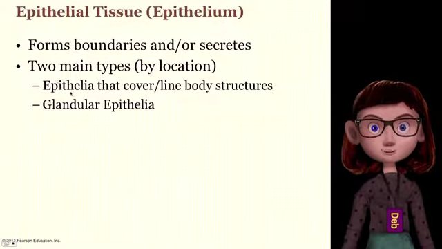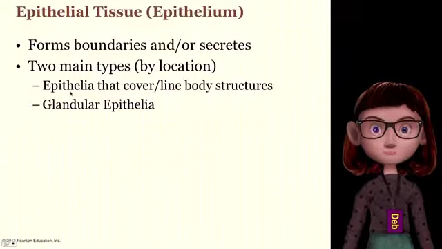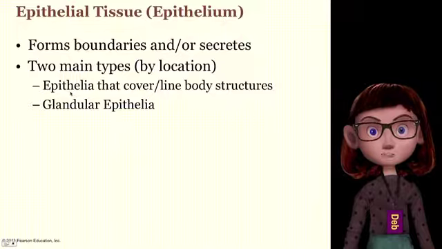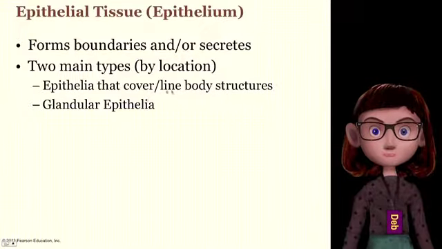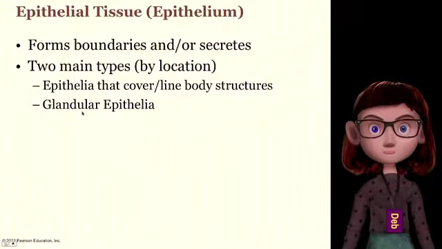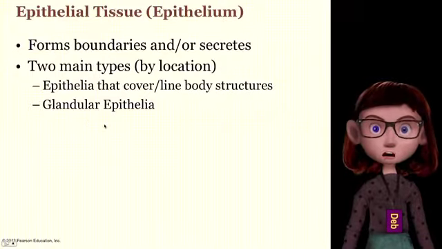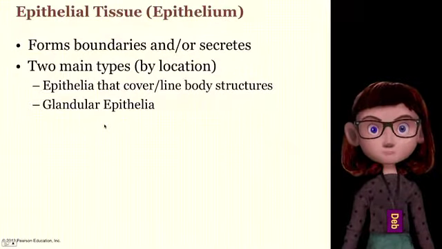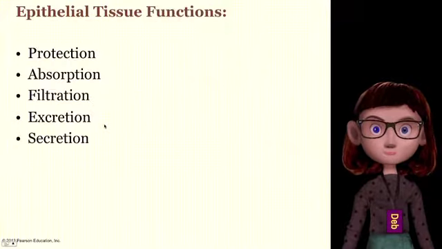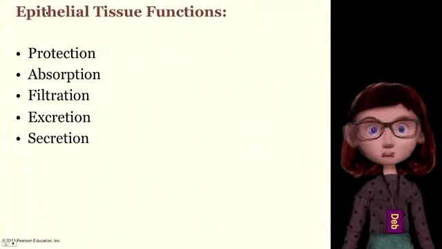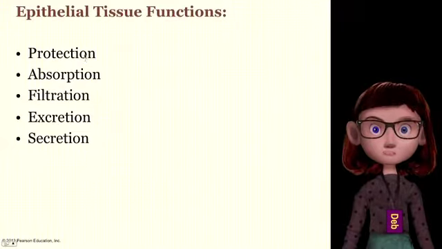There are epithelia, different types of epithelial tissues that cover and or line the body structures. And then there is glandular epithelia that will compose the glands of the body. Overall, epithelial tissue functions include protection, absorption, filtration, excretion, and secretion.